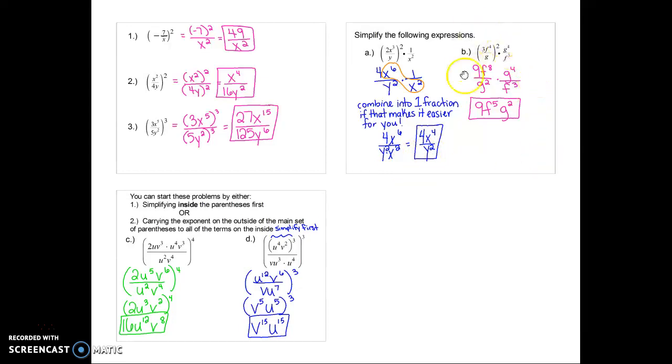All right, same thing with part B. It's really the same type of example as here, so you're going to distribute that 3 into each term, multiply them together, and then subtract your exponents.